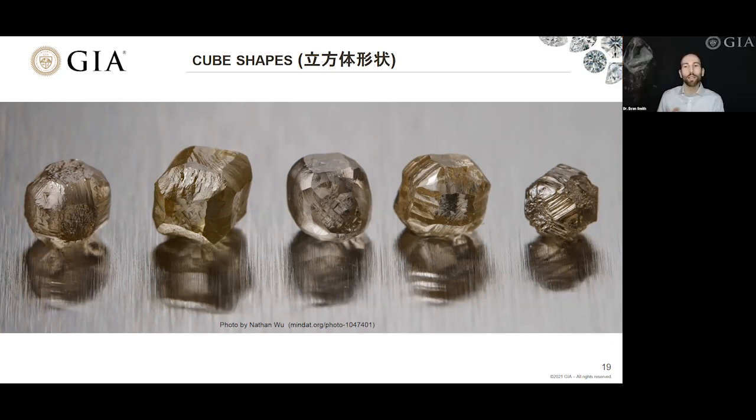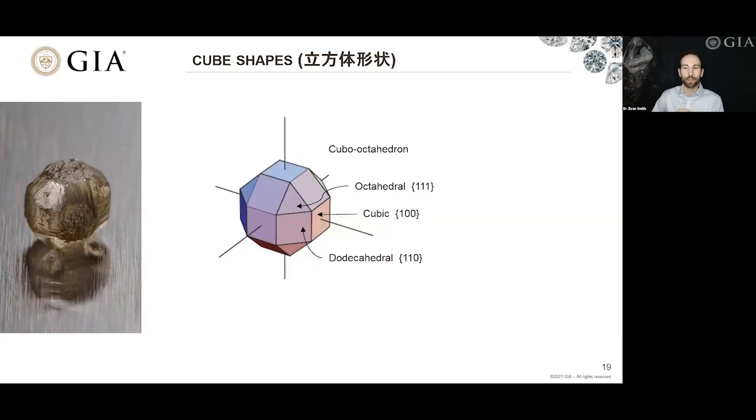If we wanted to get more technical, we can actually notice that these shapes are a bit more complicated than just a perfect cube. For example, on this diamond, we can see surfaces of octahedral, cubic, and dodecahedral orientation.